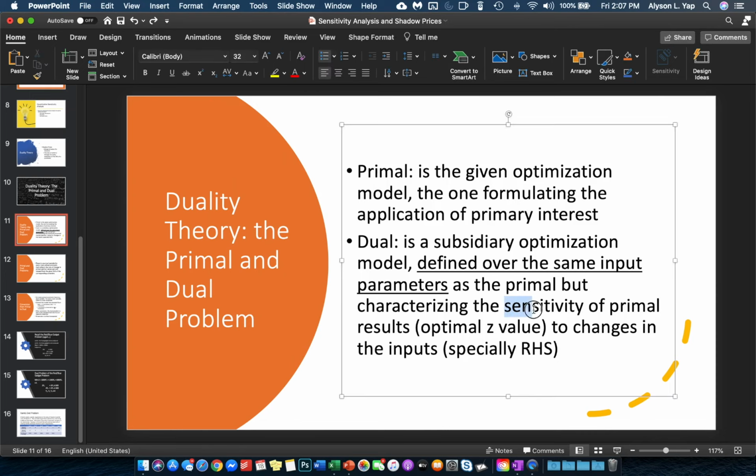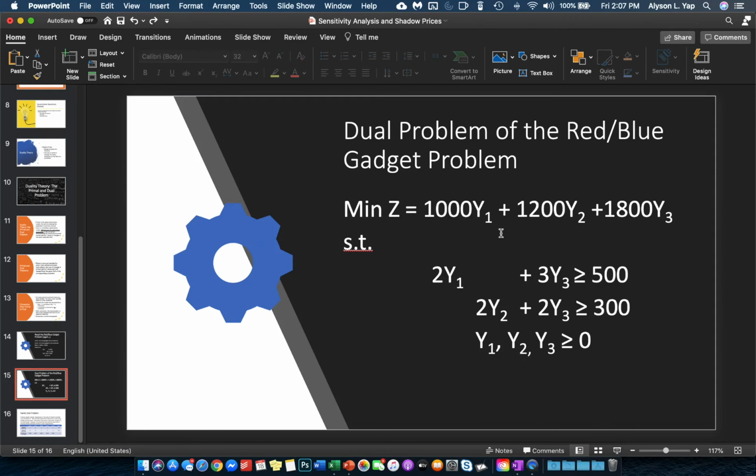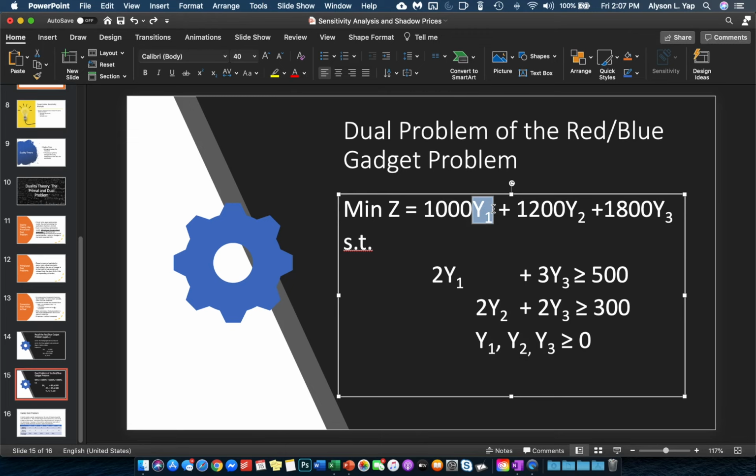So it's how sensitive, no, your primal results are, or your optimal z value are, no, to changes in the inputs, especially the right hand side. So if I were to use this example, the dual problem of the red blue gadget problem, I will define y1 to be the shadow price of the steel constraint, y2 to be the shadow price of the wood constraint, and y3 to be the shadow price of the labor constraint.